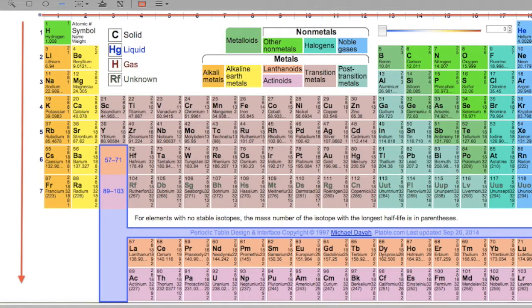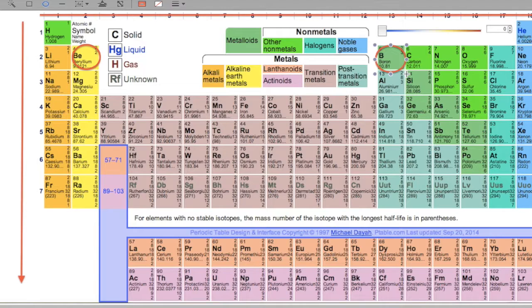There are two exceptions to the ionization energy rules. The first one is beryllium and boron. Here's beryllium and here is boron. And as you know, as you go across the period, the trend is for the ionization energy to increase, but in this particular instance, the ionization energy decreases.